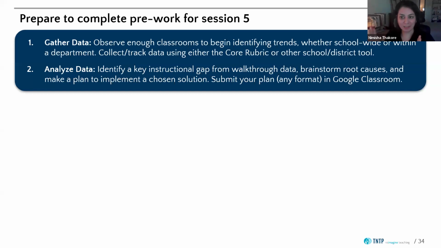Between now and April 11th, there's 2 kind of big chunks of things that we're asking you to do. Gather data. So go do observations, observe enough classrooms that you can start identifying trends, whether across your whole school or within a department. If reading is a priority and you just want to focus on your reading teachers, okay. As you observe, track your data somewhere that you can make sense of it all later. So if you already have a system for all of this, keep doing what you're doing. You don't have to go make anything new.